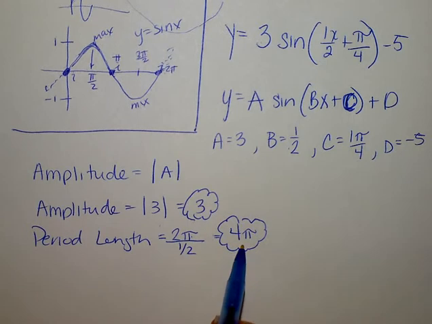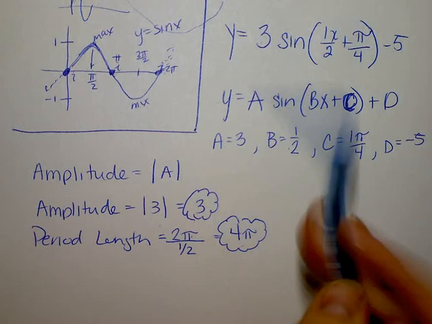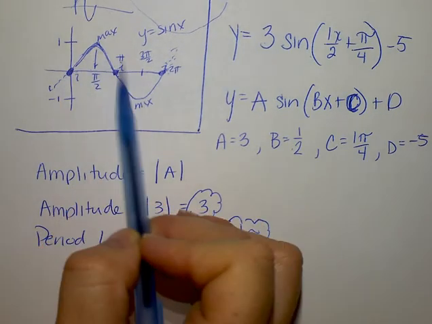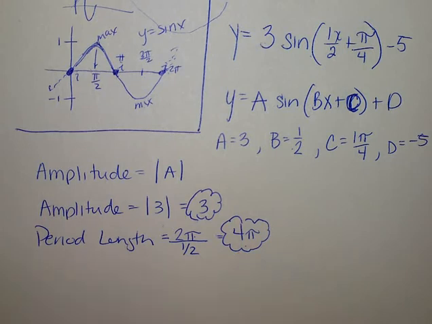It tells us that for our equation that we will graph eventually, it won't take 2 pi to make the shape. It will take a distance of 4 pi.